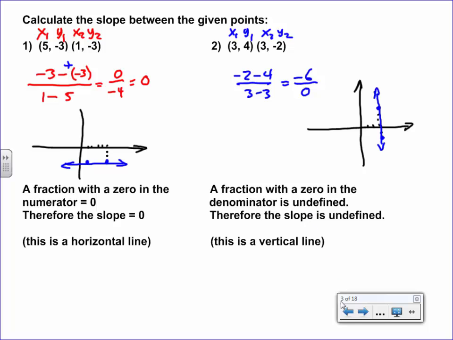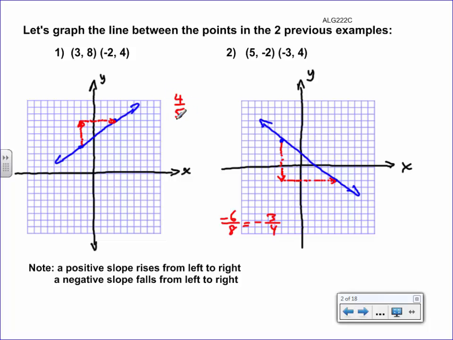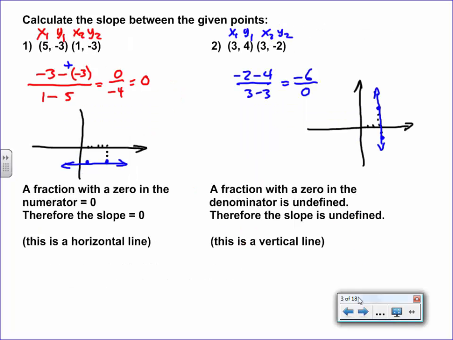Okay, now what we learned so far is, if you have a positive slope, it will rise from left to right, as this one did. It was positive 4/5. If you have a negative slope, it will fall from left to right, as this one did. If you have a slope of 0, that means 0 on the top, then the slope is 0. It's a horizontal line. If you have a 0 on the bottom, that is undefined. That is a vertical line.